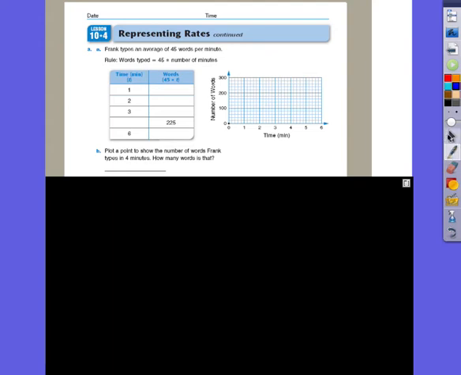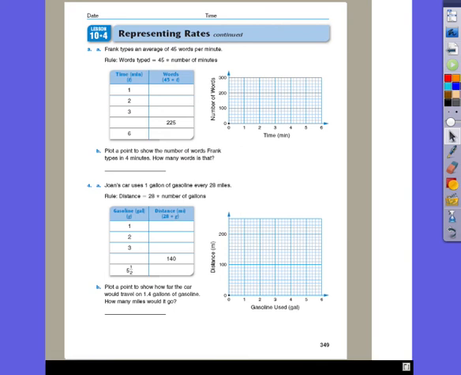Another math journal page you're going to be working on is, once again, input-output. Take a look at the rule. So here, words typed is equal to 45 times the number of minutes. Here are our minutes. So 45 times 1 would equal 45. 45 times 2 would give us how many words we had in 2 minutes, which is 90. You will need to be completing the rest of page 349 as well tomorrow.